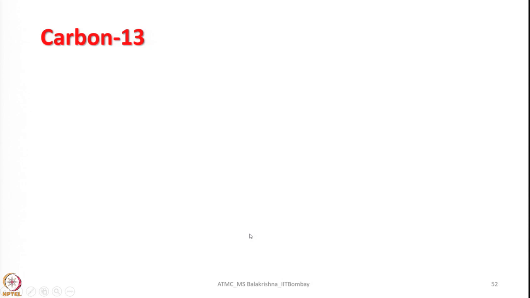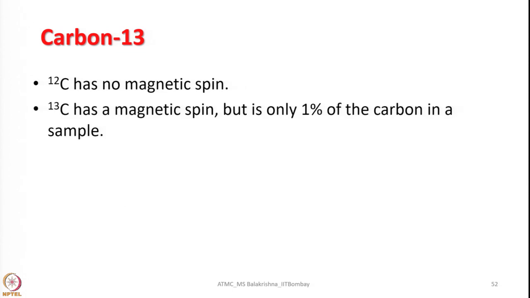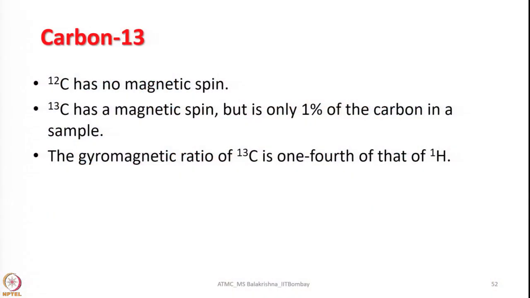And now we look into carbon 13. So, 12C has no magnetic spin, and the abundance of 13C is only 1%. That means if I take 100 molecules containing carbon, one molecule has 13C and the remaining 99 have 12C, which are NMR inactive. So, whatever signal you will see is because of the 13C. So, that means signals are very weak and you need a large quantity of sample to observe 13C NMR.